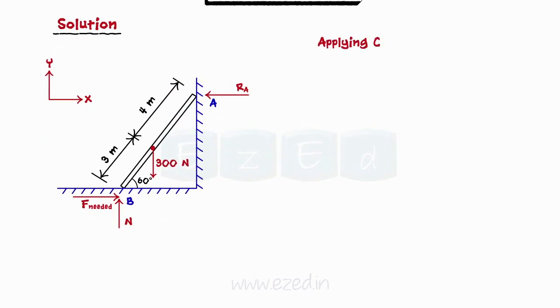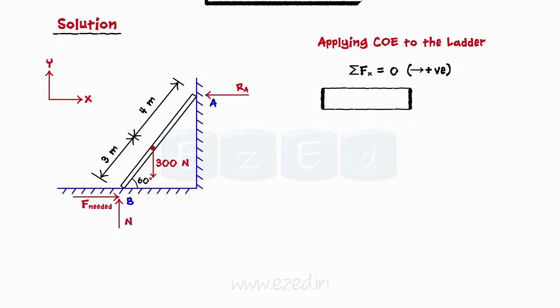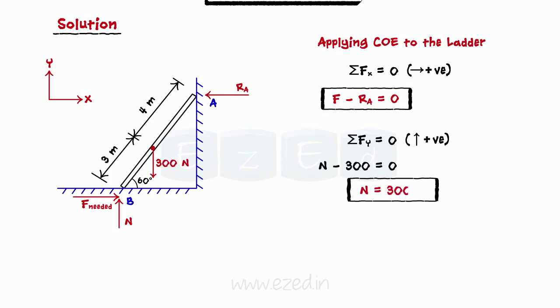We will now draw the free body diagram of the ladder. Now, we will apply conditions of equilibrium to the ladder. We will first equate the summation of all forces in the x direction to 0. Thus, we will be able to find an equation which gives us a relation between frictional force at the ground and the normal reaction offered by the wall. Then, we equate the summation of all forces in the y direction to 0. Thus, we find that the magnitude of normal reaction offered by the ground should be equal to 300 newtons.